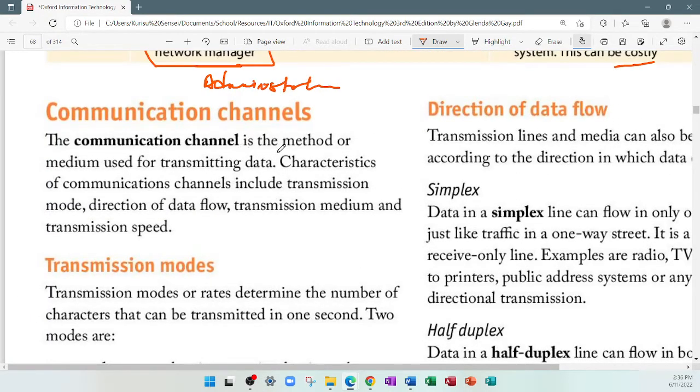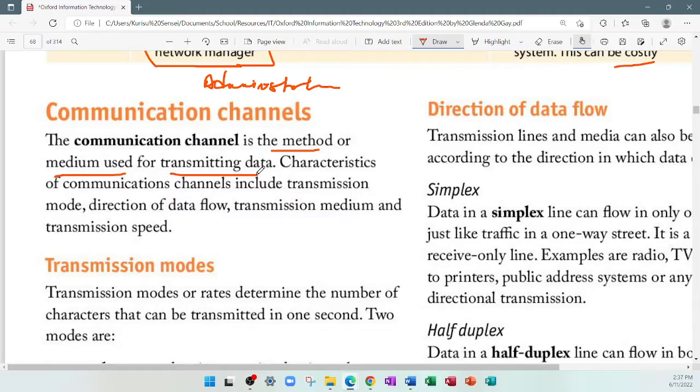So next we're going to move on to communication channels. What is a communication channel? It is basically a method or a medium that you use to transmit data. A communication channel could be in any form, because the purpose of it is to transmit data.